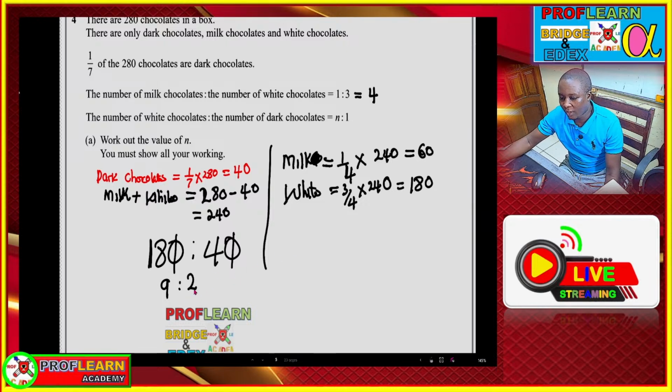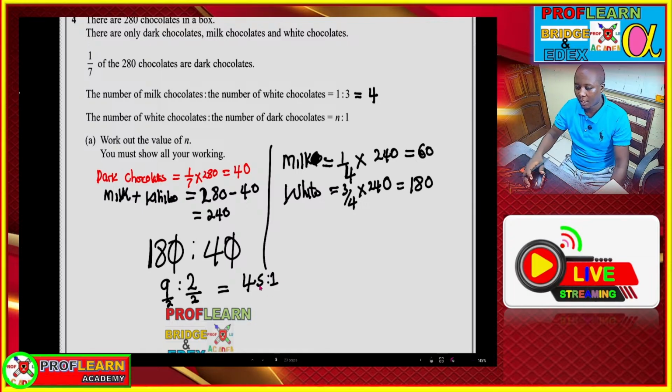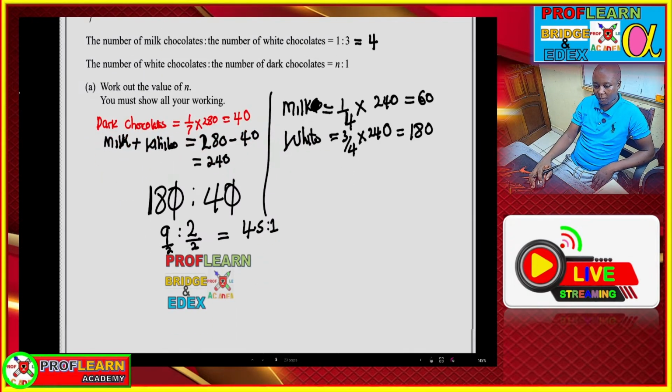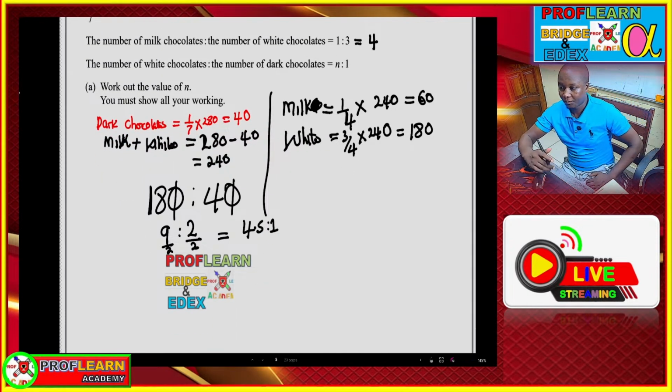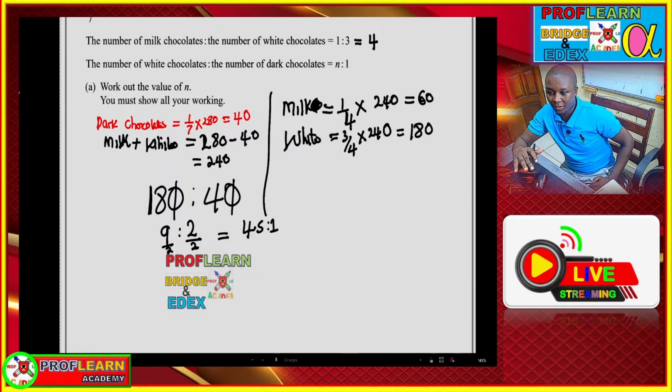Then if you continue dividing here, because here it is n is to 1, so we want to remain with 1 on this side, divide by 2, then this means that this is going to be 4.5 ratio 1. That is the ratio of white to dark.